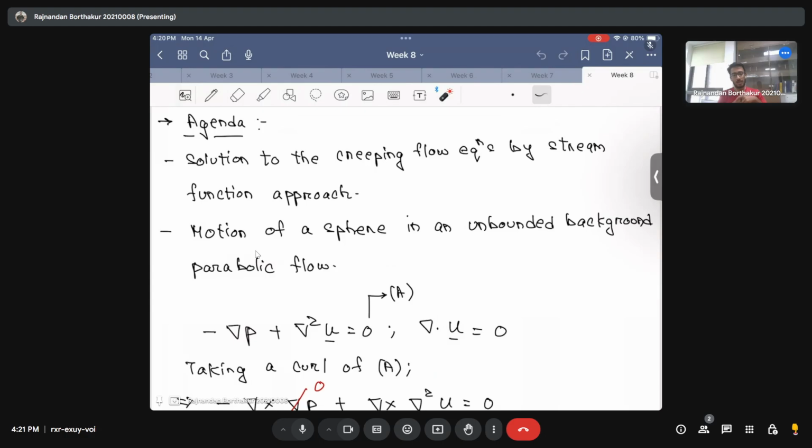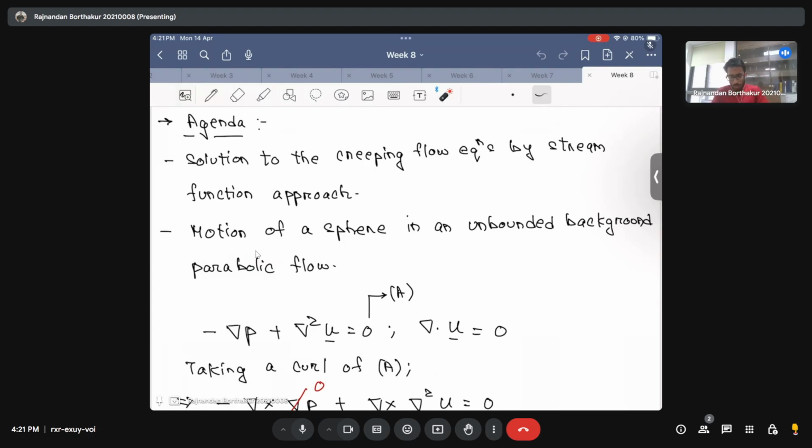Okay, and the advantageous part of the creeping flow equations was also the fact that we could use the stream function if we are solving a 2D or a 2D axisymmetric problem. And indeed, this problem, that is the motion of a sphere in an unbounded background parabolic flow, is an axisymmetric problem, and that's why we could use the help of the stream function. And in doing so, we derived the equation that the stream function satisfied, and it was indeed the biharmonic equation, which was del 4 psi equal to 0 if we're in Cartesian or cylindrical space, or it was E4 psi equal to 0 if we are in spherical space.